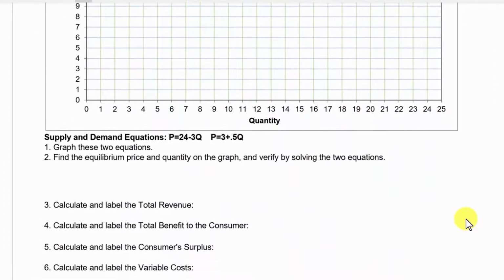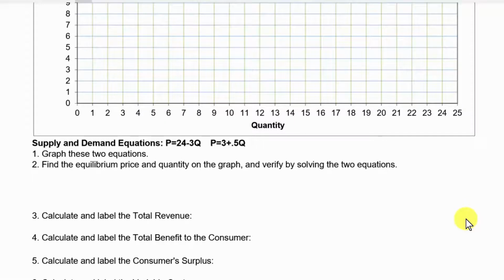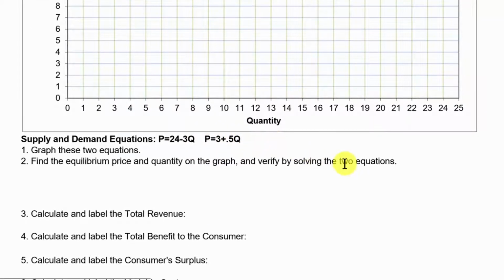And our first step, and this is going to be what you're going to be doing on your test. You're going to be graphing supply and demand from equations that I give you. And today's equations are for demand, P equals 24 minus 3Q, and for supply, P equals 3 plus 0.5Q. Make absolutely certain that when I give you equations to graph on the test, you are able to do this with absolutely no difficulty at all.